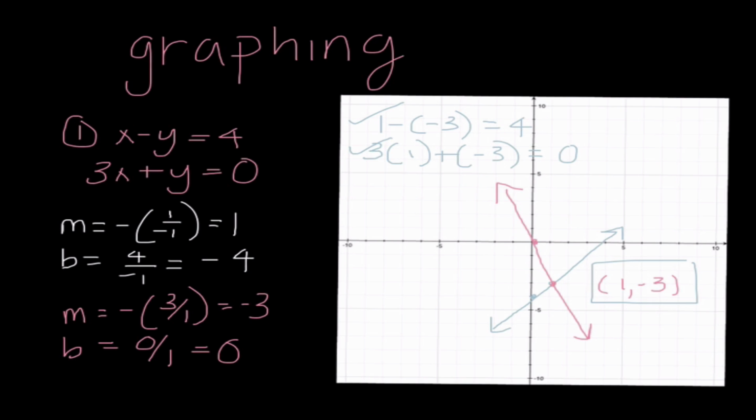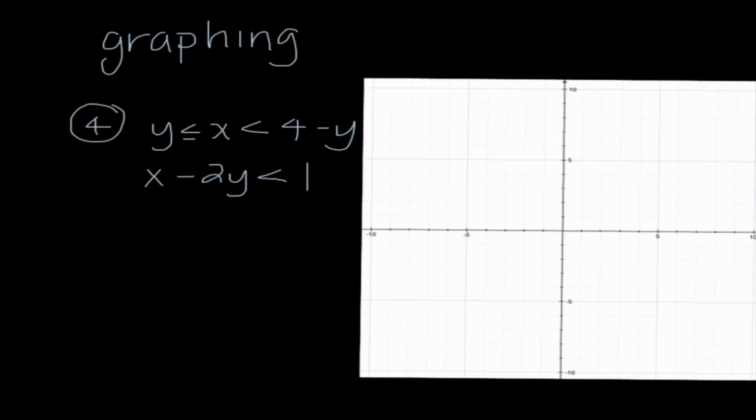Okay, so graphing, we definitely just need to take our time, find the slope, find the y-intercept, graph accurately, and double check our ordered pair by substituting it in for x and y.